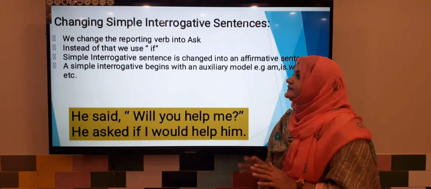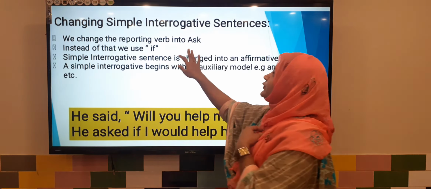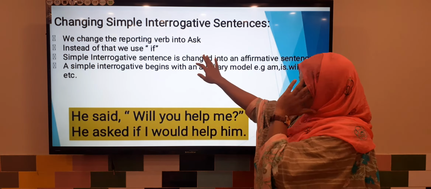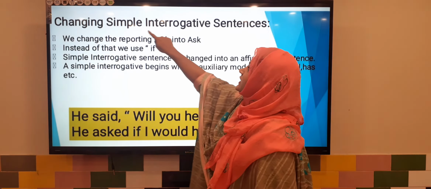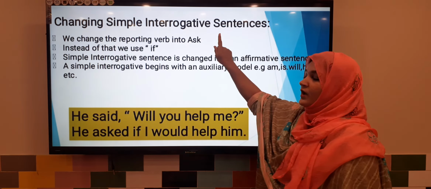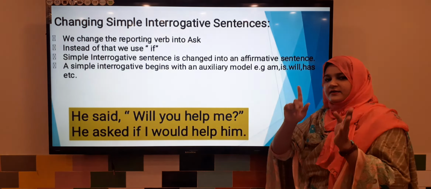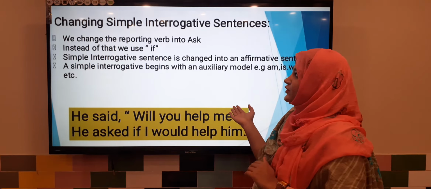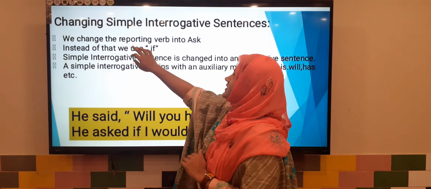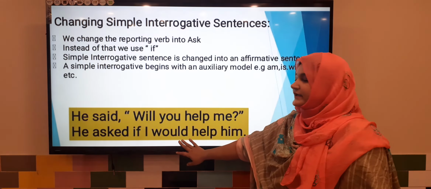Now come to the rules. We change the reporting verb into ask if we are going to change direct speech into indirect speech of a simple interrogative sentence. In the first section we used said, but in a simple interrogative sentence, we are going to change the reporting verb into ask. I will give you an example later.